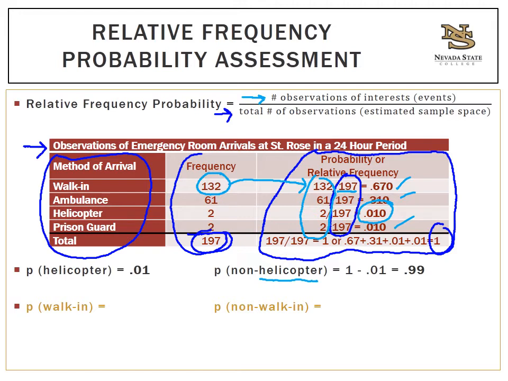All right, so hopefully you tried that on your own. So we'll take a look at the table. Walk-in is right here, and the probability associated with a walk-in is 0.67. If we want to figure out the probability that they're not going to walk in, or that they're coming in an ambulance, helicopter, or from a prison guard, you could just do 1 minus 0.67 and you get 0.33. And again, you could just add these to get that same value.